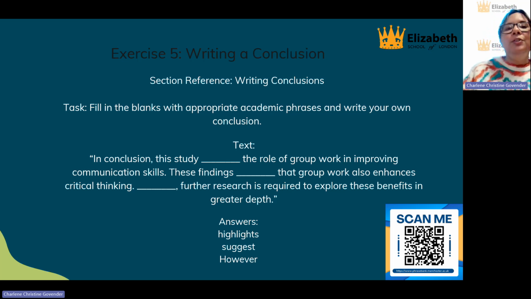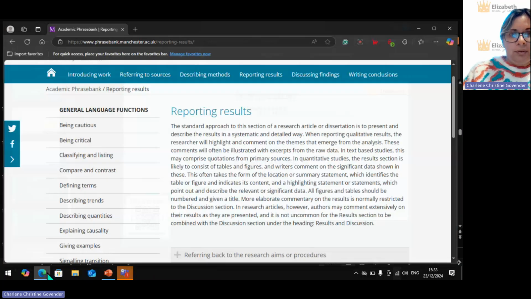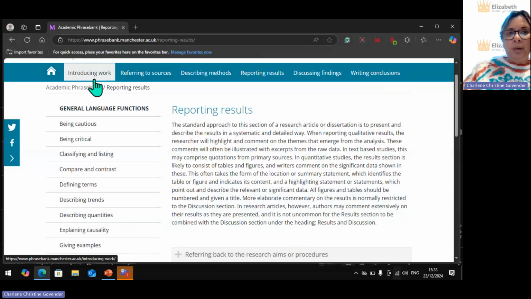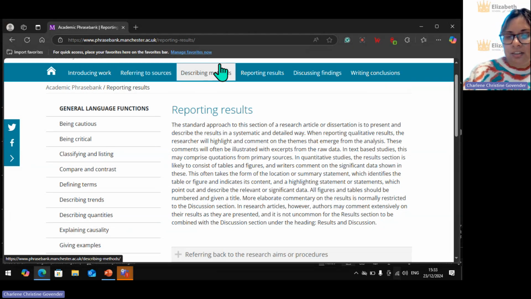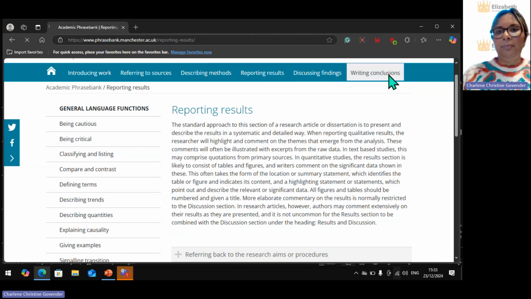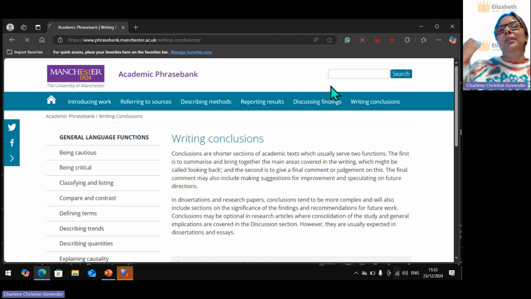Okay, so let's go over to our Academic Phrasebank. We looked at introducing work, referring to sources, describing methods, reporting results, discussing findings, and writing conclusions. So let's have a look at that.